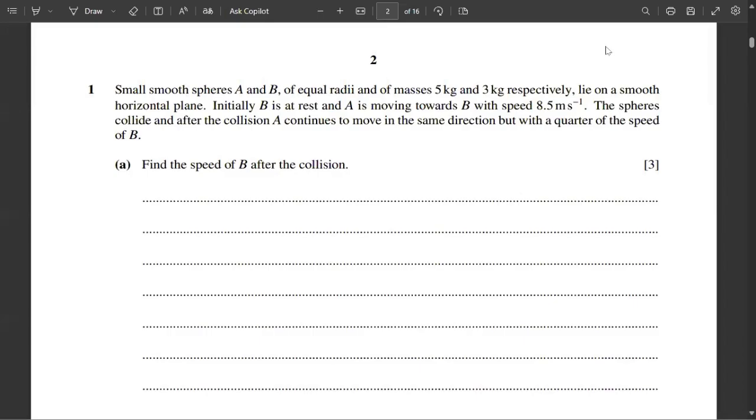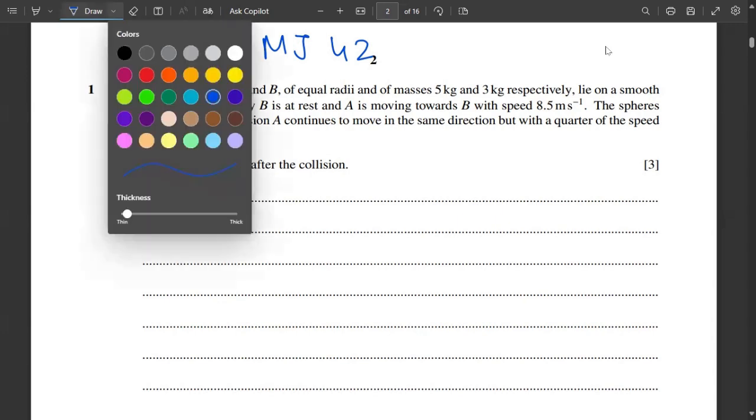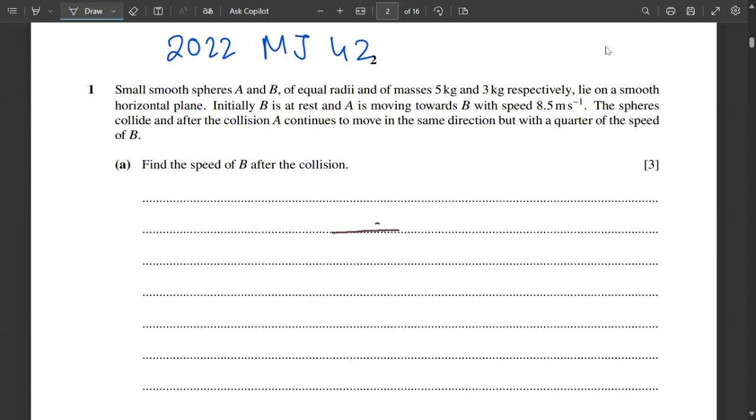Today, let's start solving 2022 May June paper 42. Let's start. Small smooth spheres A and B of equal radii of masses 5 kg and 3 kg respectively lie on a smooth horizontal plane. Okay, let's start making the diagram. Smooth horizontal plane.